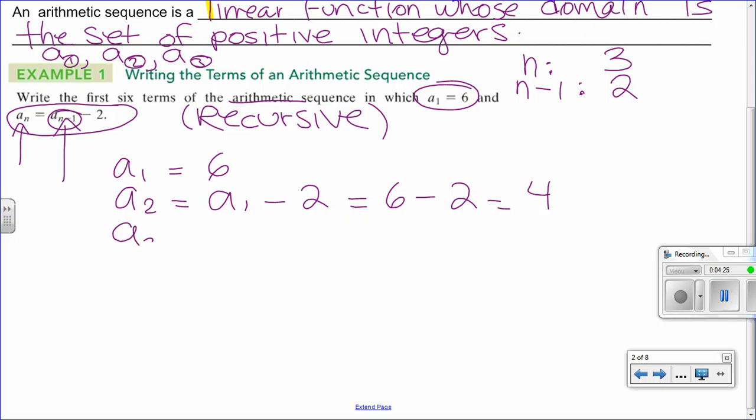Don't skip any. And I say don't skip any because it's recursive, right? So you have to find the one before you can get to the next.